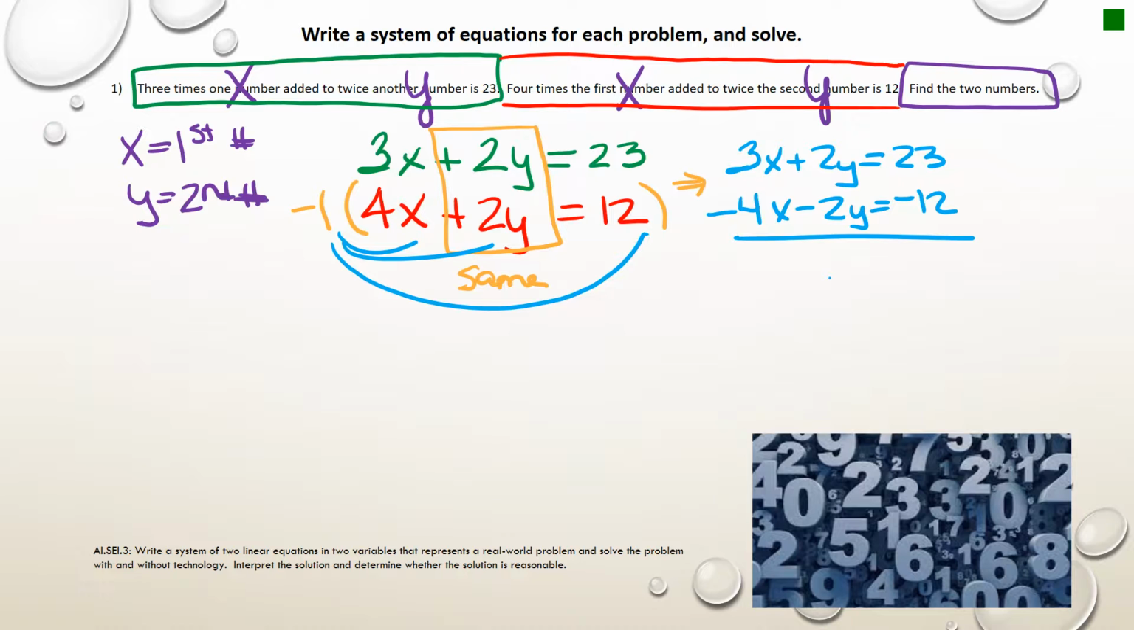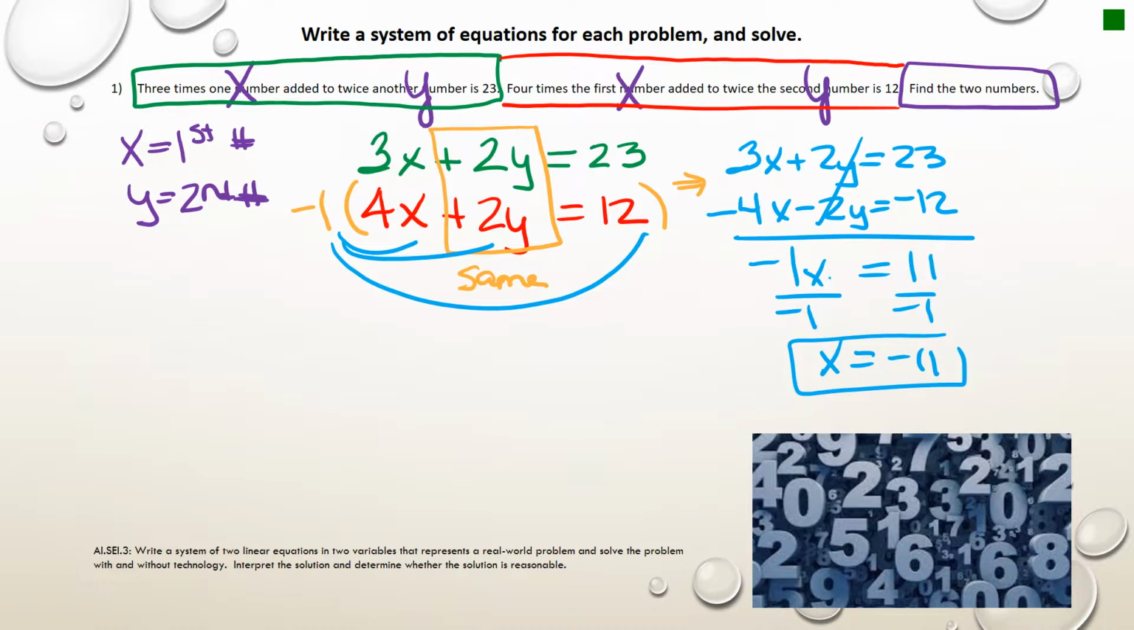We've got magic to do. Look at that. 2Y and -2Y cancel. Boom. So I have -1X equals 11. Divide by -1. X is -11. Then I'm going to go back up to the green one because it was on top. 3X plus 2Y equals 23, and I'm going to put -11 in for X.